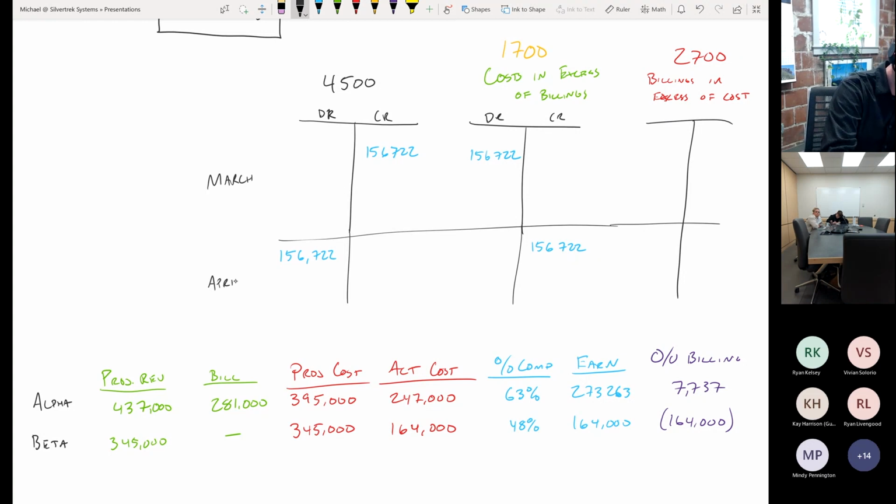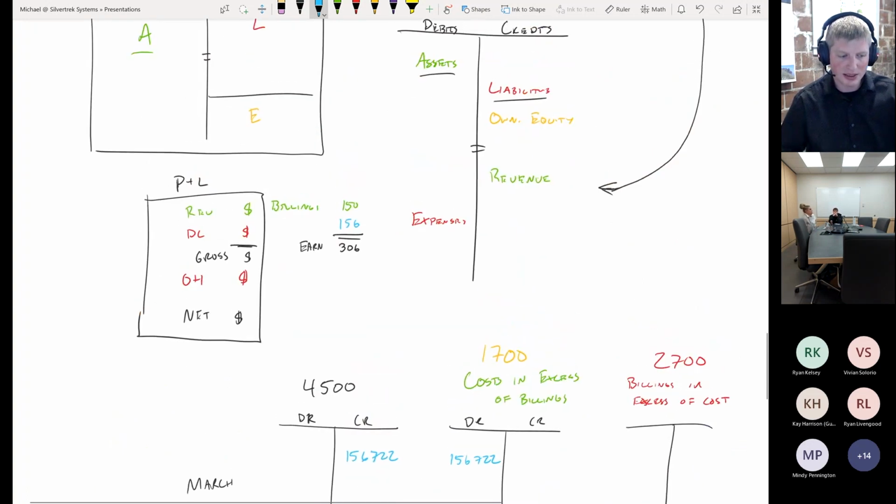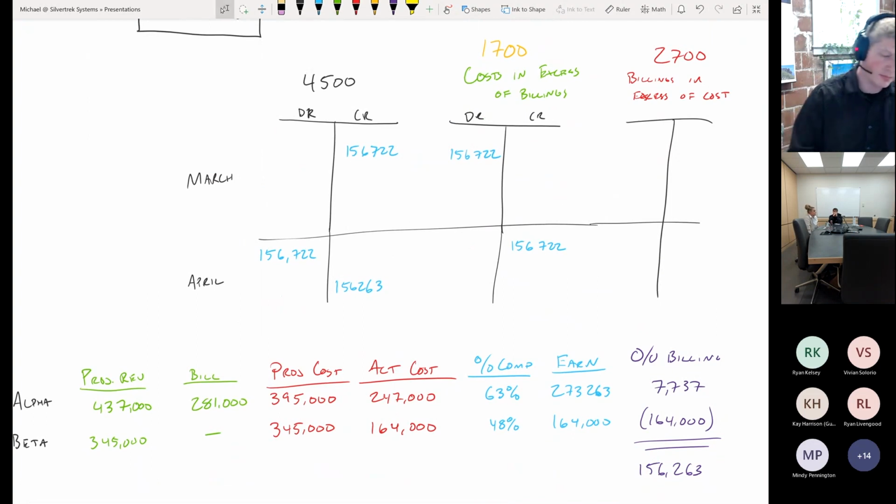In April, now we're going to take our sum total of our over under billing here, right? 164 less 7,737. It's going to be 156,263, and we're going to increase our revenue by 156,263. Right? That means that we're going to credit it 156,263. The reason we're crediting it, to those of you who were either accountants from way back or astute and were paying attention, it's because our revenue has a normal credit balance. So we have to credit here in order to increase it in April.